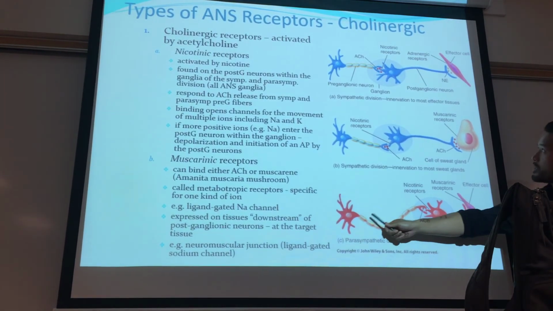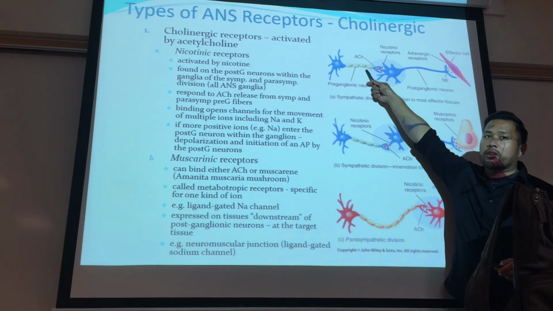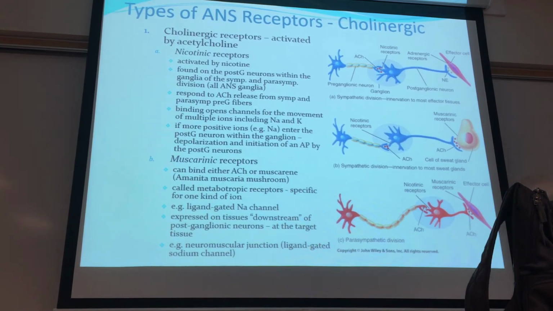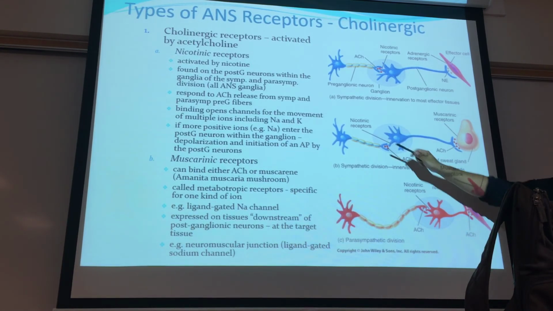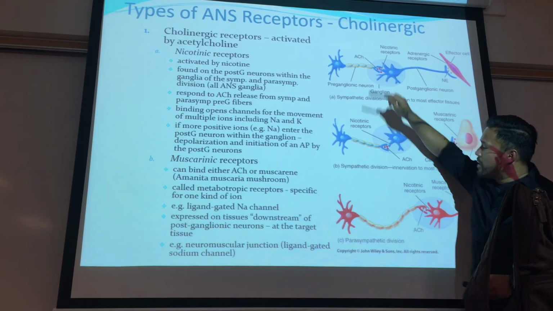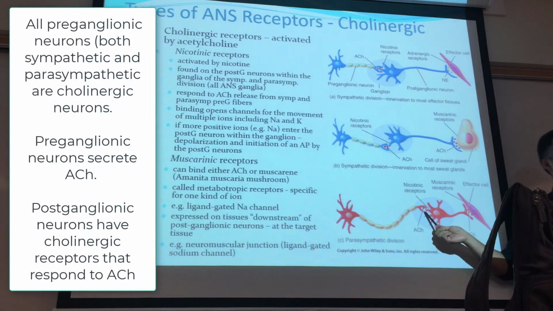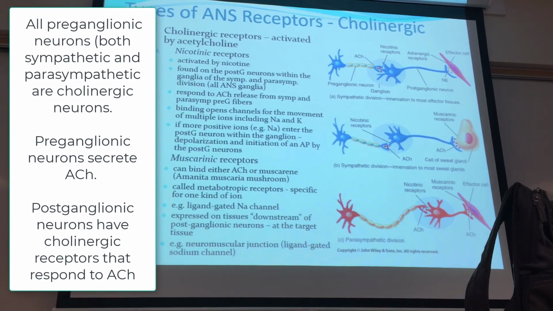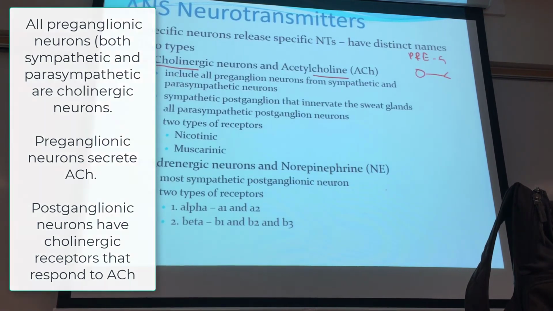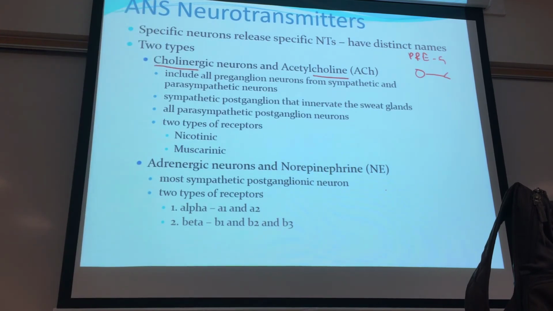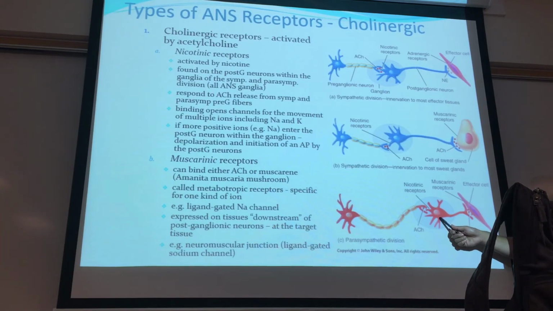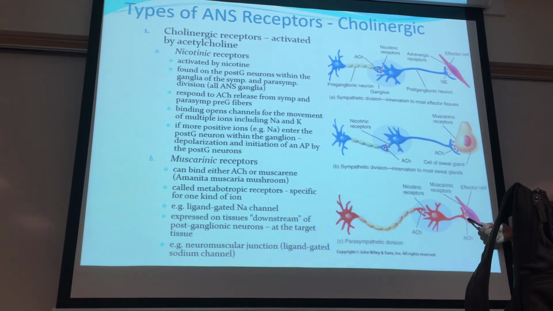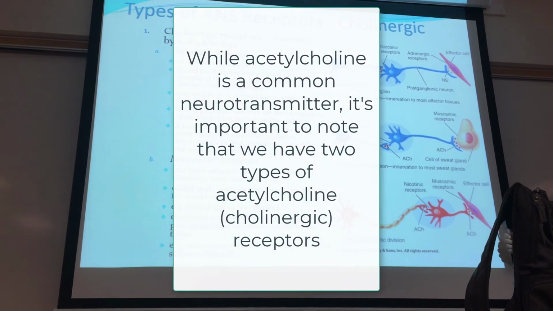Like I said earlier, if you take a look at each one of these, you can see that the preganglion neurons are myelinated. Now, with our parasympathetic and our sympathetic pathways, our preganglion neurons for sympathetic and parasympathetic will secrete acetylcholine. Okay, so all preganglion neurons will secrete acetylcholine. The postganglion neurons for our parasympathetic pathways will also secrete acetylcholine.